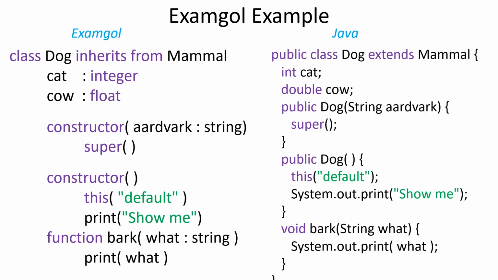Here's an example of Examgol and the same program in Java. You'll notice the syntax is different. In Examgol, you specify the variable name followed by a colon and the data type. Constructors start with the word constructor, and don't have a method name because the method name has to be the same as the name of the class. Functions start with the word function. If they return a value, then after the right parentheses will be a colon and the data type.